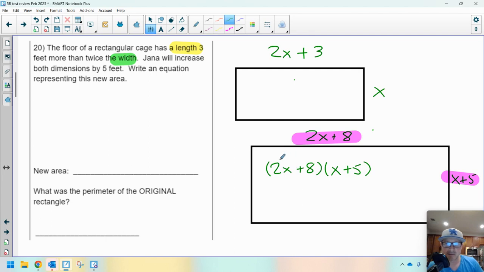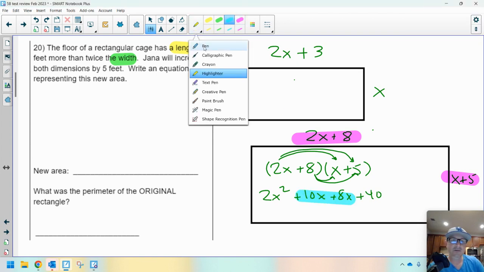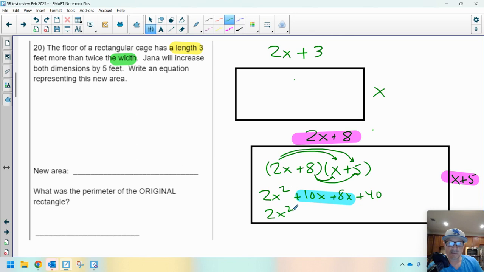2x times x, first times first, is 2x squared. Then 2x times 5, that's the outsides, is plus 10x. The insides, 8 times x, plus 8x. And the last is 8 times 5, plus 40. We have to combine something. What do we combine? Yep, we combine those x's in the middle, like terms. 2x squared plus 18x plus 40. That's going to be our area.